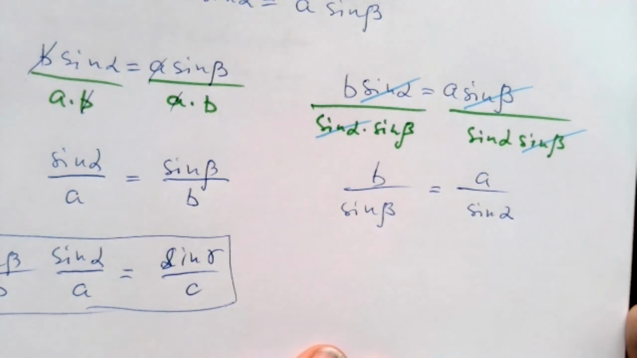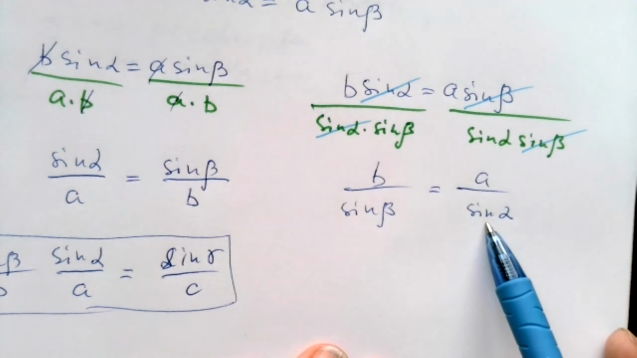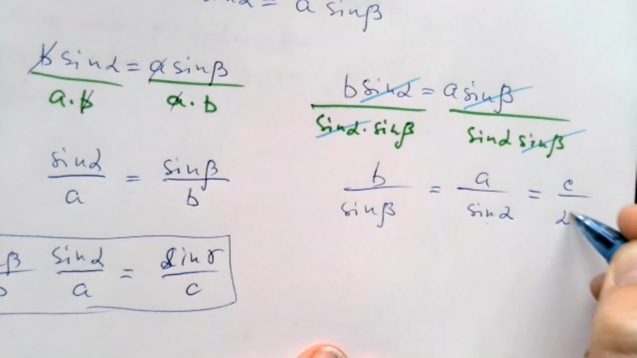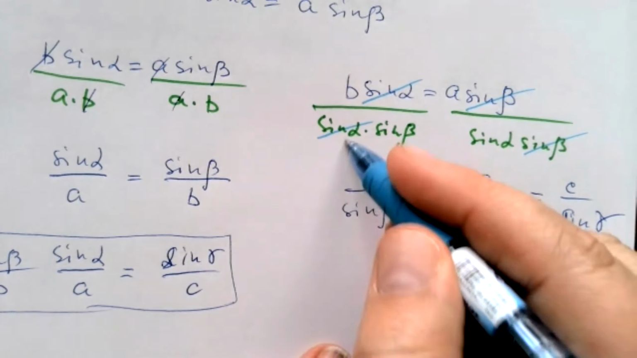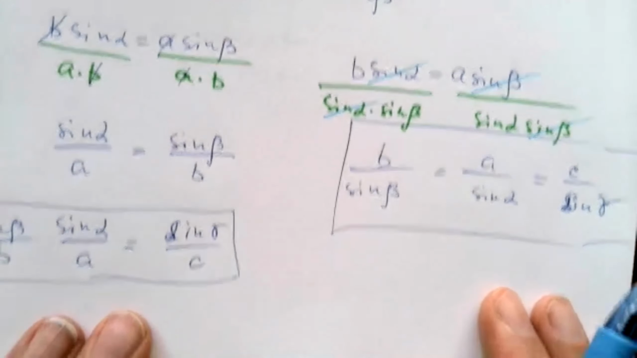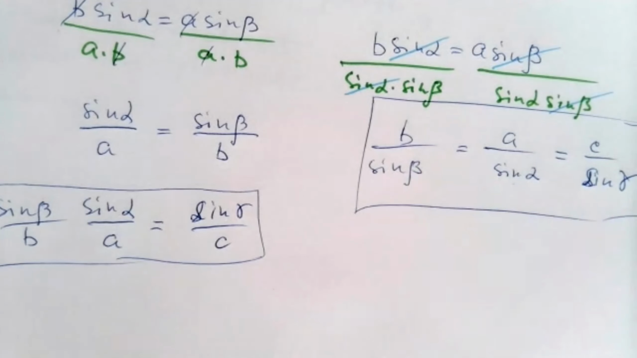And again, in the same way, we can derive that a divided by sine alpha also equals c divided by sine gamma. So this is also the same law, only our ratios are flipped, so it works both ways. That's our derivation of the formula.